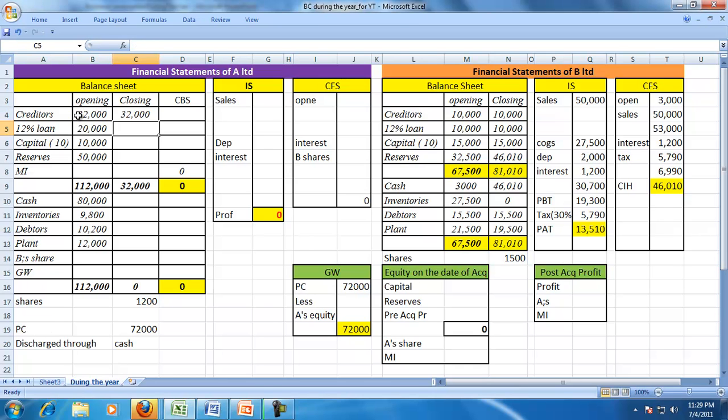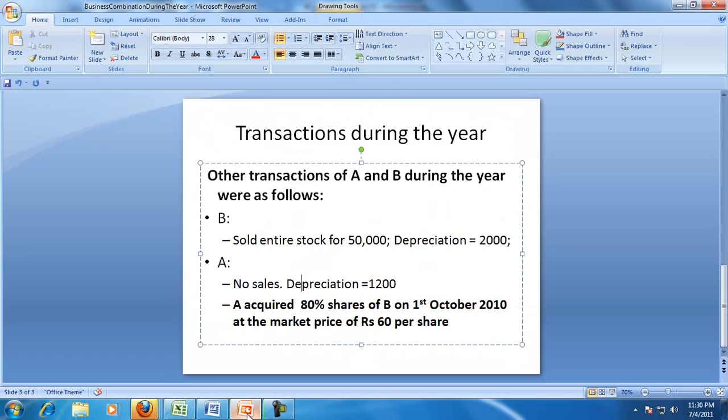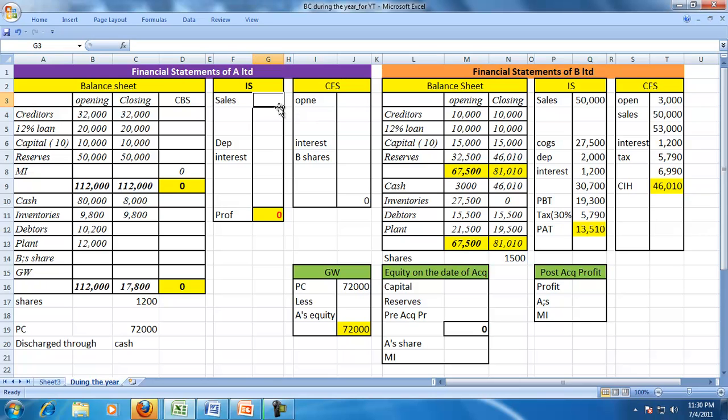This is what is required for preparing the closing balance sheet standalone. So no change in the creditor, no change in the loan, no change in the capital because you are not issuing shares, no minority interest required, but the purchase consideration is discharged through cash, so cash will go down. Inventories, no change. Let us see the transactions of A. No sales, only depreciation, so sales is 0. Opening cash is 80,000.